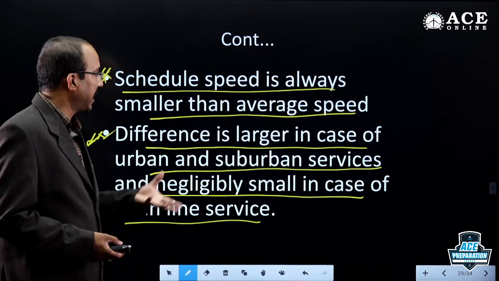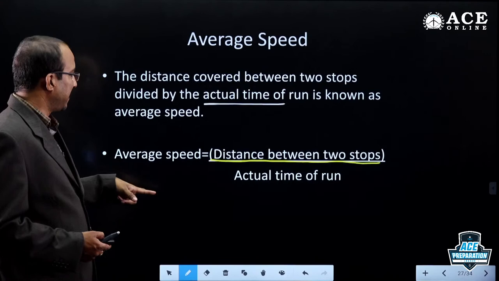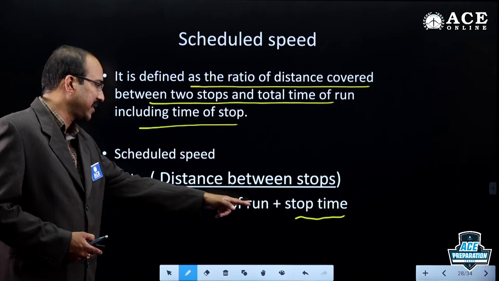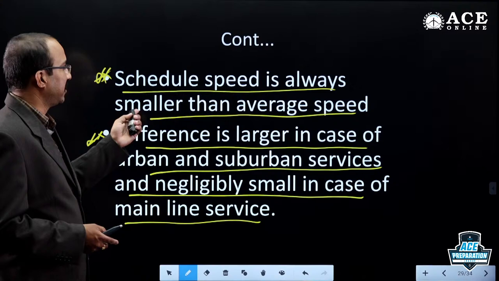Why? Because while calculating average speed, we are not including the stop time. But while you are calculating the scheduled speed, we are including the stop time. That's why it will be less. Okay. So scheduled speed is always smaller than average speed.